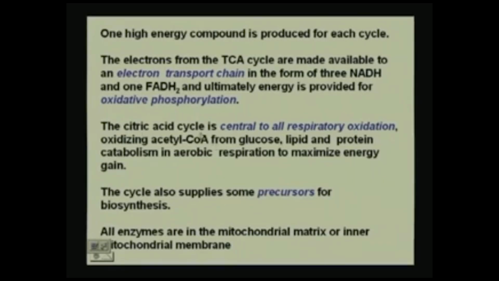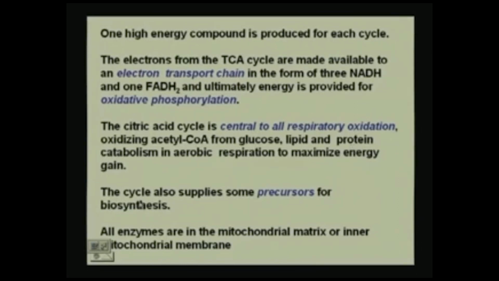The citric acid cycle, you have to remember, is central to all respiratory oxidation. And it oxidizes acetyl-CoA that is obtained from glucose, lipid and protein catabolism. So, you understand that this acetyl-CoA is an extremely important component because it is formed from the breakdown not only of carbohydrates but also of lipids and of proteins.